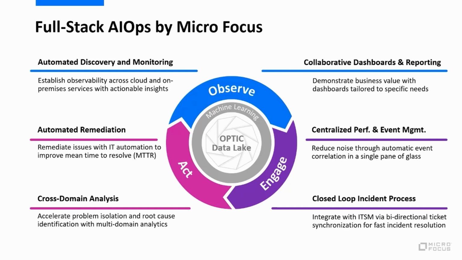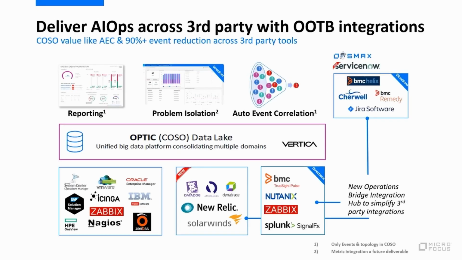Centralized performance and event management, as well as the closed-loop incident process, enable users to engage with their dynamic environments, services, and users by centralizing events, metrics, logs, and topology from 200-plus domains and tools, leading to an over 90% reduction in events. These advanced AIOps capabilities are not only limited to data collected by Micro Focus tools alone, but can also be applied to third-party data ingested with out-of-the-box integrations from a wide variety of domain managers like SCOM, VROPS, AppDynamics, Dynatrace, and many more.